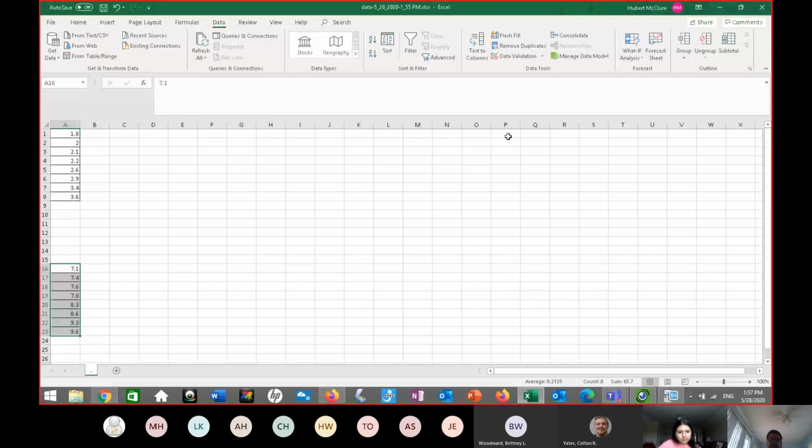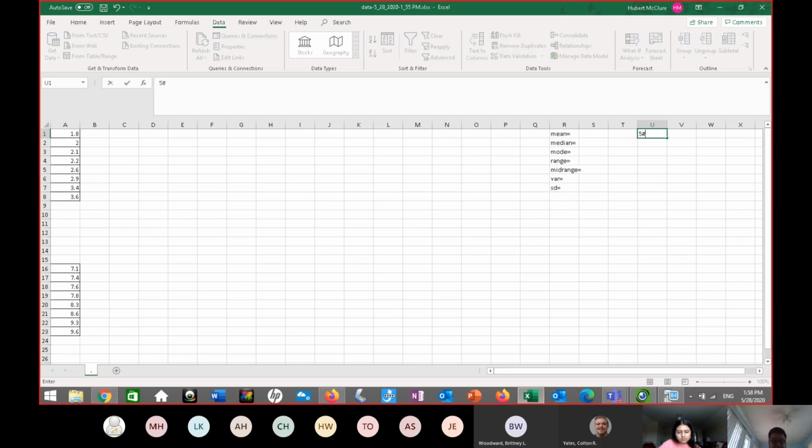And then I'm going to go over here and type in mean, median, mode, range, mid-range, variance, and standard deviation. We're not going to do a 5-number summary on this one because there's only like 8 numbers. You could do it, but it'd be very small. We'll go ahead and do it because the book may ask you to do it. 5-number summary.